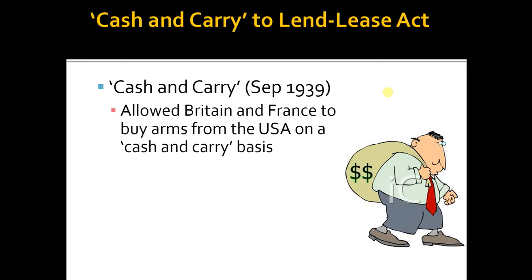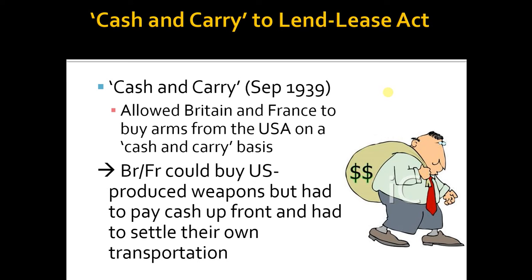So the cash and carry program allowed Britain and France to buy arms, military materials, from the USA on a cash and carry basis. However, as the term cash and carry implies, they could buy US produced weapons but had to pay cash up front, so that's where cash comes in, and had to settle their own transportation to bring these weapons back to Europe. So they had to carry these US goods back home on their own. So that was the Cash and Carry Act. This was important in keeping the British and the French fighting against the Germans, because they could basically rely on US produced weapons.